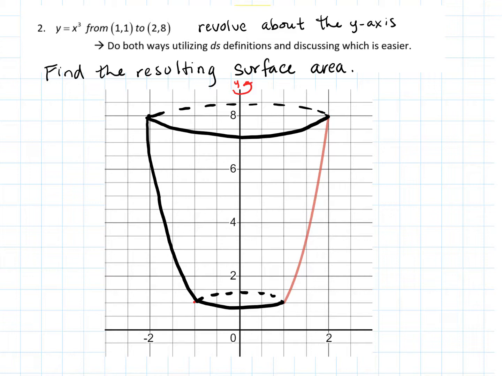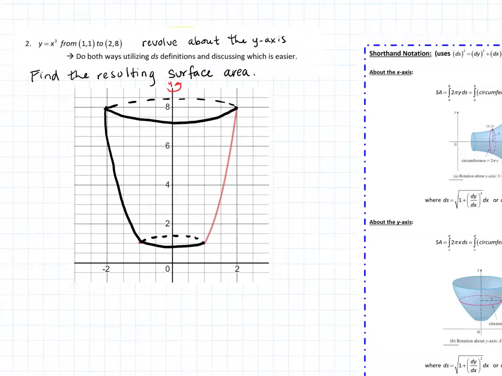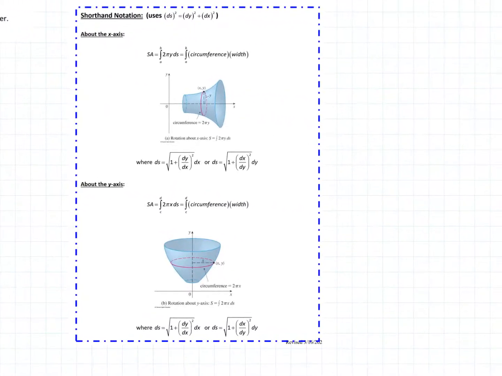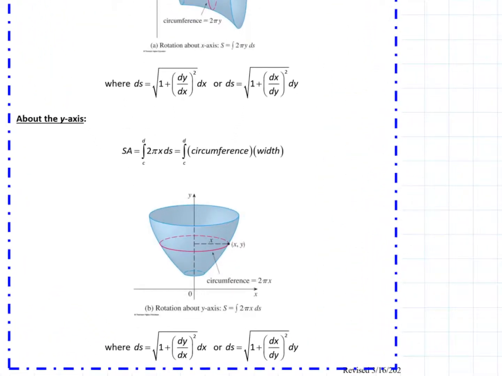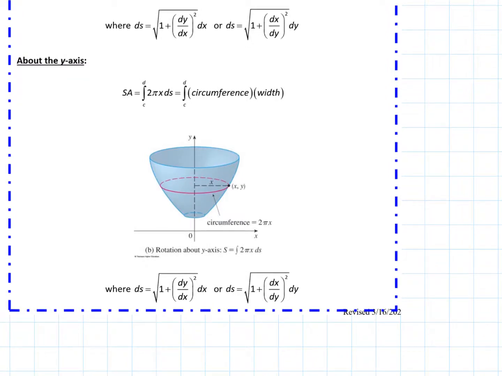And so we can reference back to, and I just grabbed our notation over here, the formulas that we derived for the surface area. If we're going about the y-axis, let's zoom in here. Keep in mind that we're going to be looking at this formula. Now, what I want to talk about is manipulating the formula and thinking about which ds we want to use, because we can actually use either of the two forms of ds. That depends on whether we want to integrate with respect to x or with respect to y.